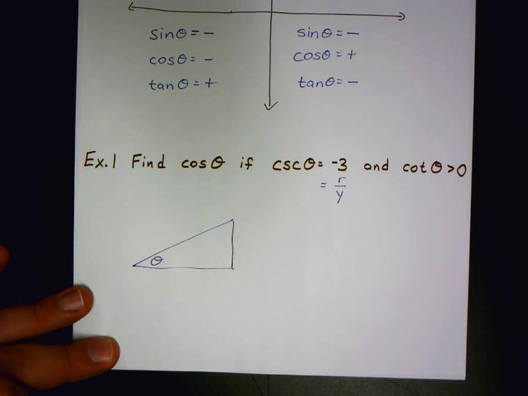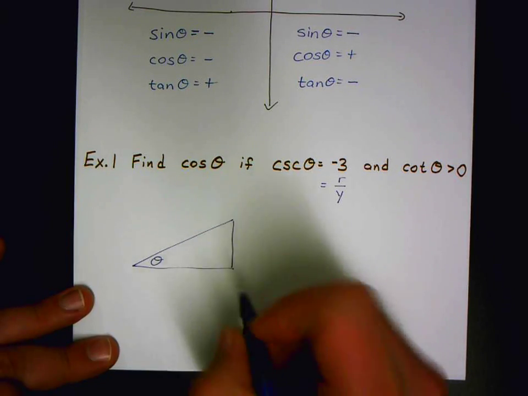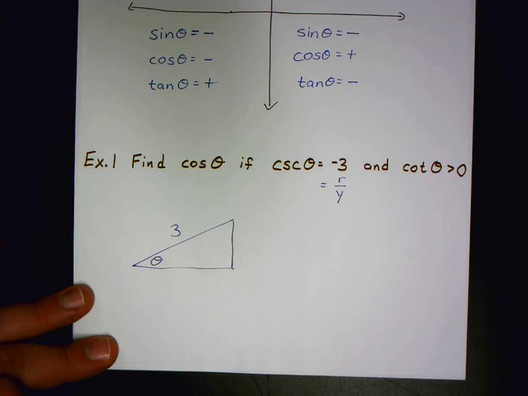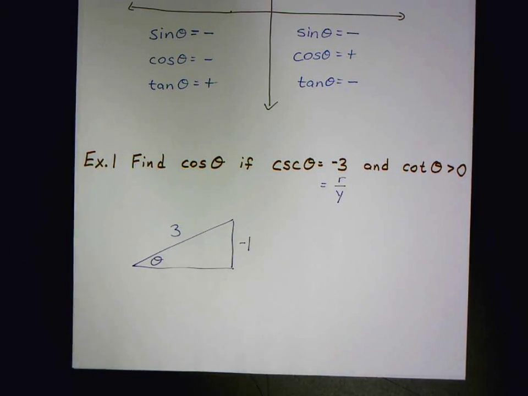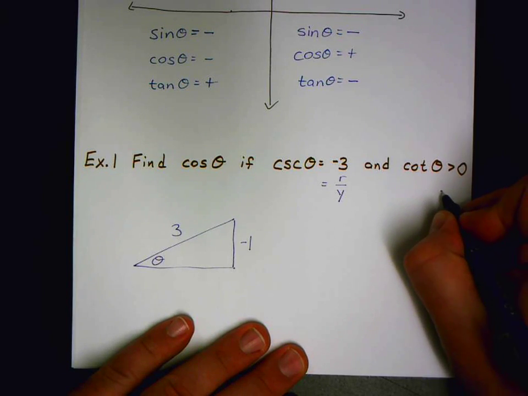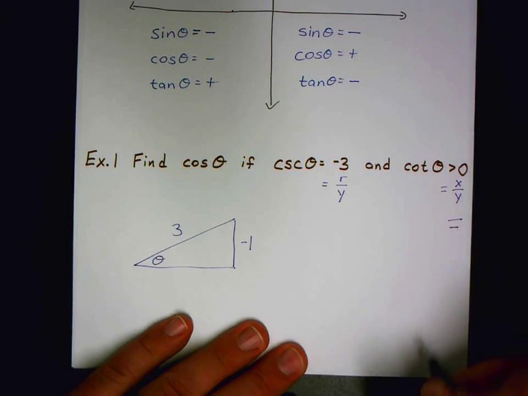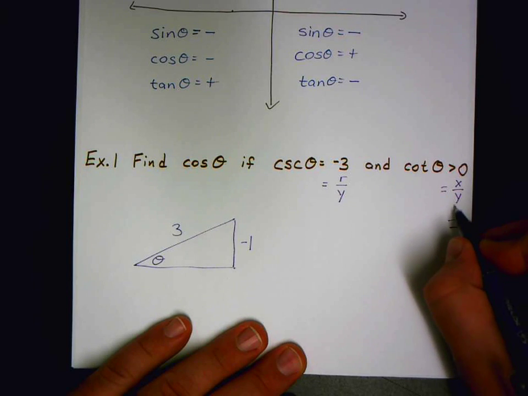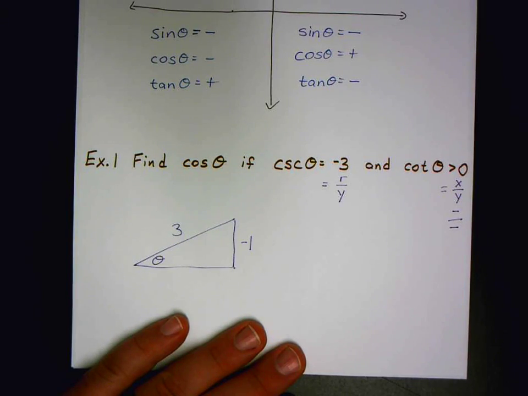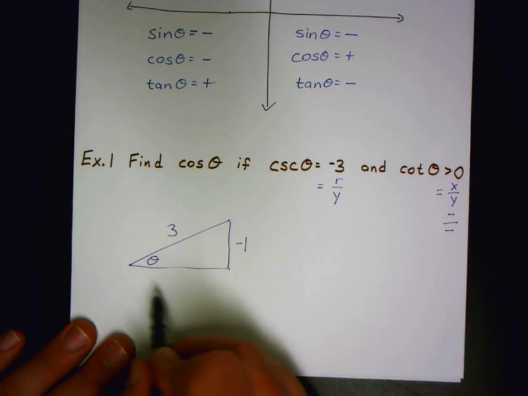So what's my radius? Except radius can never be negative. So it's 3. So what's my y value? -1. Now, if cotangent is positive, does that mean my x value is positive or negative? So cotangent is equal to x over y. So I know that my y value is negative. So in order for cotangent to be positive, is my x value positive or negative? Negative. That makes sense? So that's why they're giving you this, so you can figure out the sign of your x value.